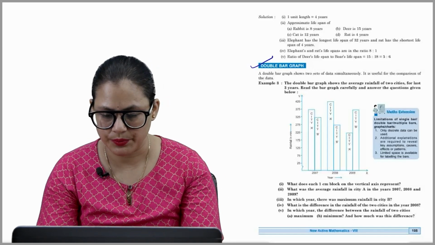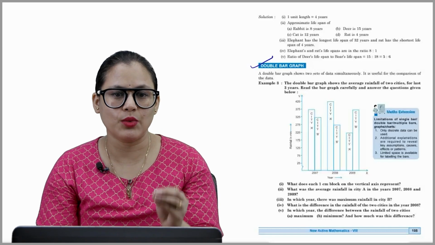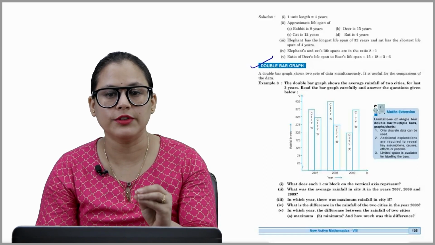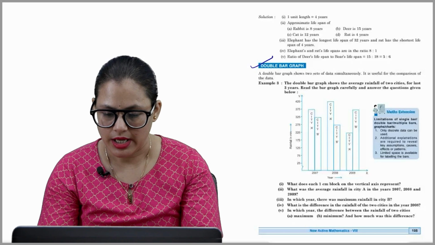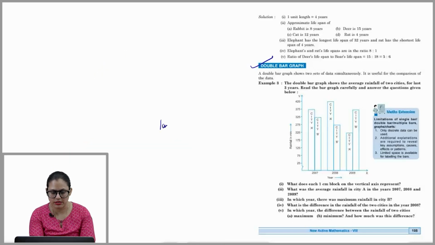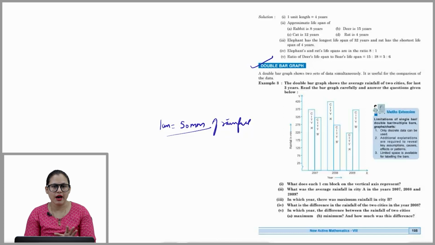Okay, what are the questions given here? What does each 1 centimeter block on the vertical axis represent? Okay, as you can see, 1 centimeter is equal to 50 millimeter of rainfall, right? 2. What was the average rainfall in city A in the years 2007, 2008 and 2009?